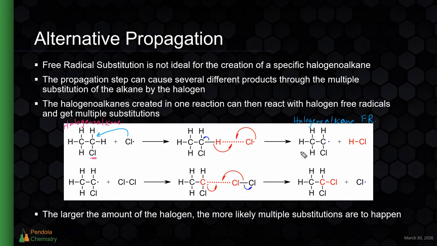That halogen alkane free radical can then react with a chlorine, undergo the exact same propagation reaction, and replace that hydrogen that it lost with a chlorine, creating a dihalide or dihalogen. Okay, I didn't run out of space here. Creating a dihalogen alkane.